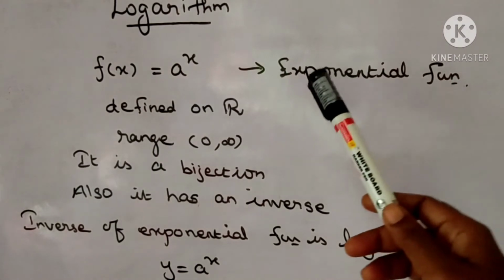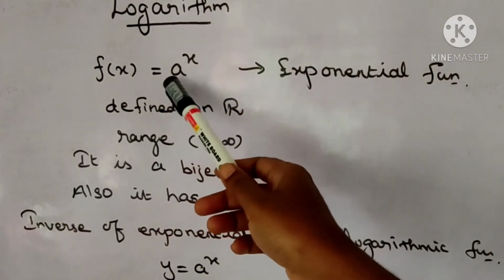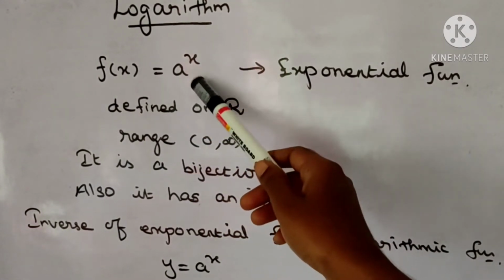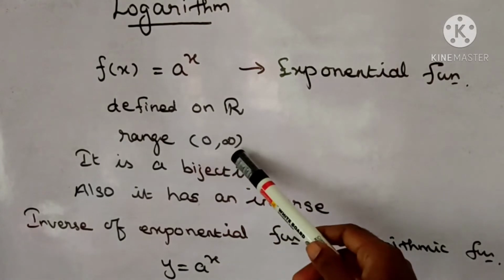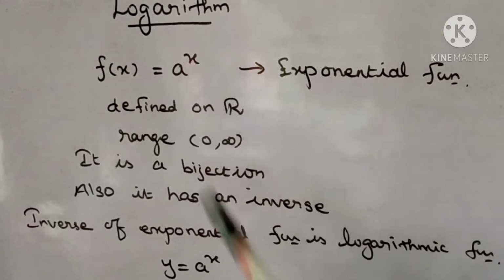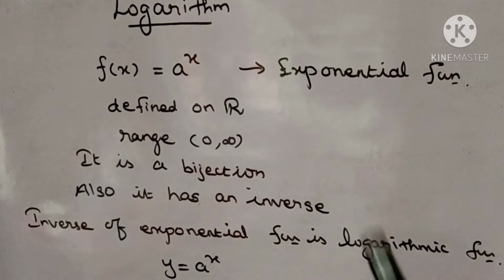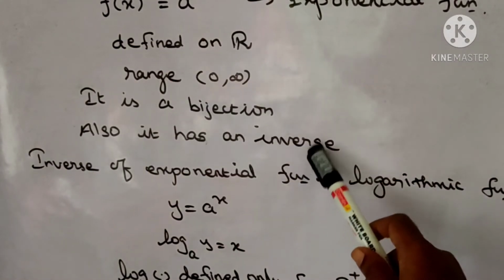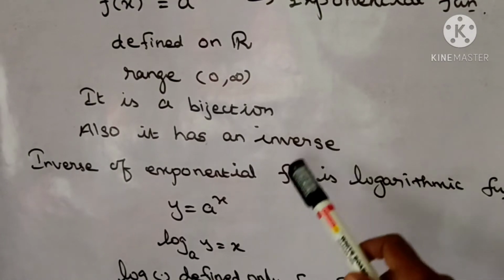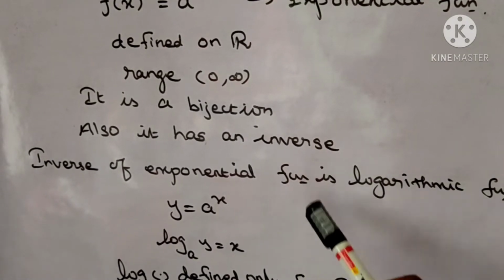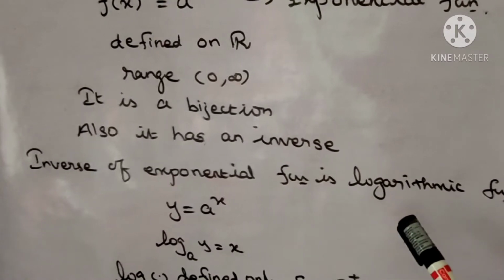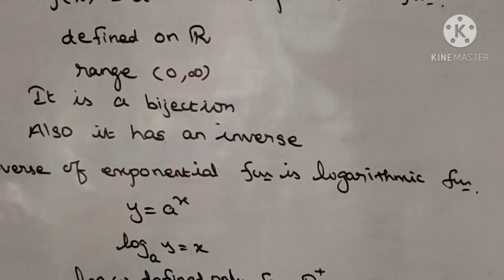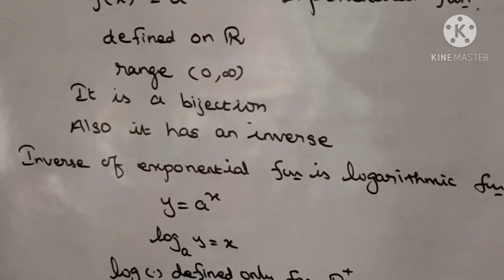Already you know the exponential function f of x equal to a power x. This function is defined on R and the range of this function is the open interval 0, infinity. So this function is a bijection. Also it has an inverse. So this inverse function is a logarithmic function. So the inverse of the exponential function is the logarithmic function. Very important line: the inverse of the exponential function is the logarithmic function.